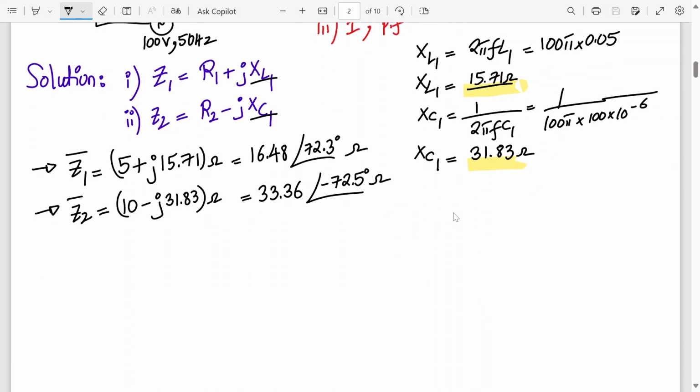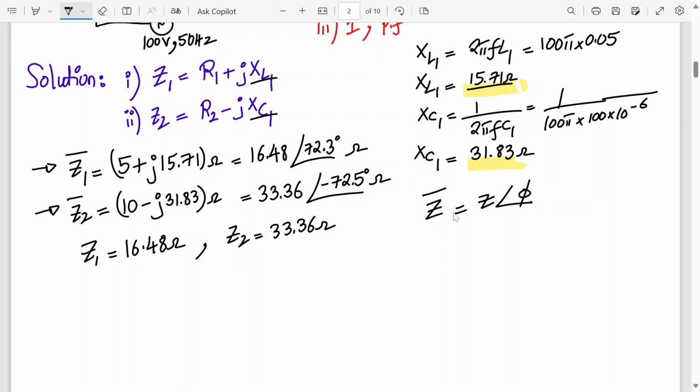Now we have calculated the values of Z1 and Z2. Remember, Z bar is Z angle phi. So how much is Z1, only the magnitude? 16.48 ohms, correct? And Z2 is 33.36 ohms. So this is the angle. That is why we have written bar, vector.